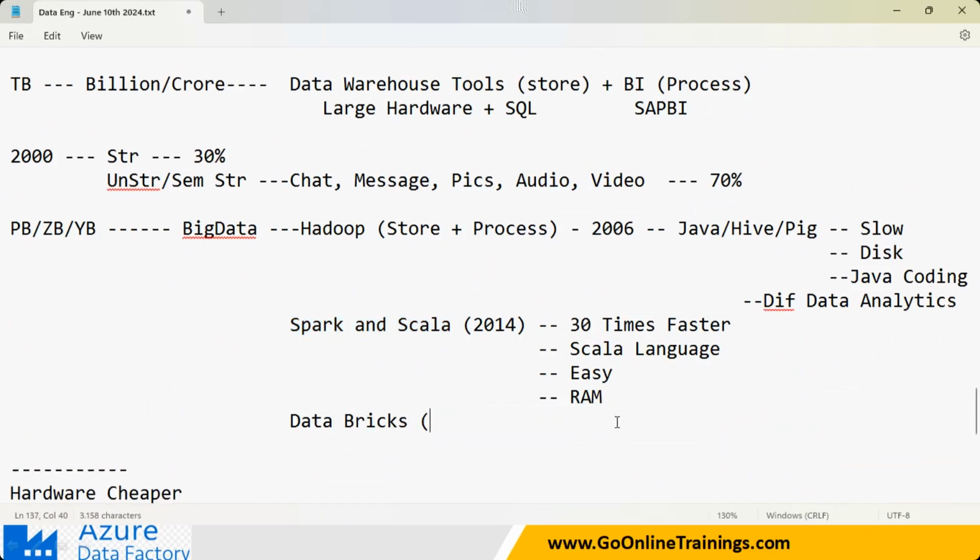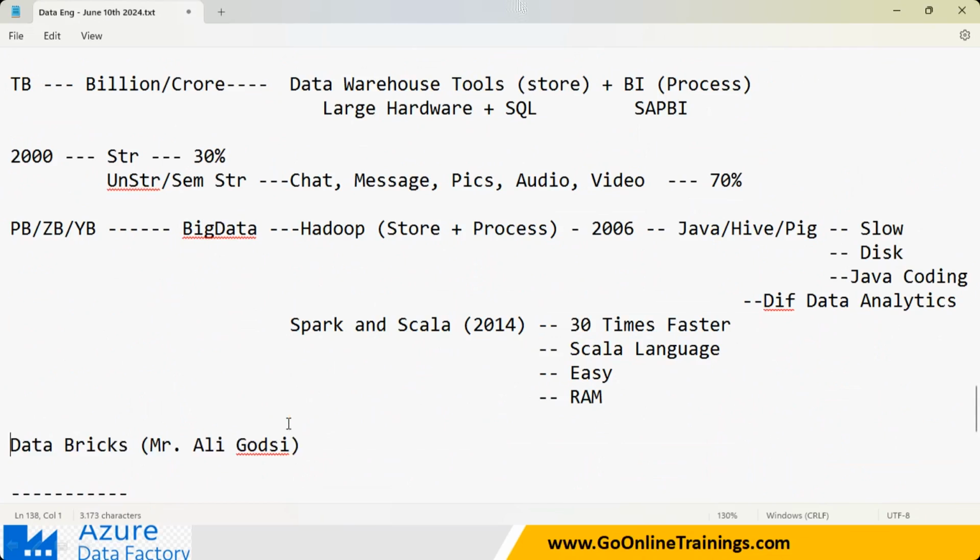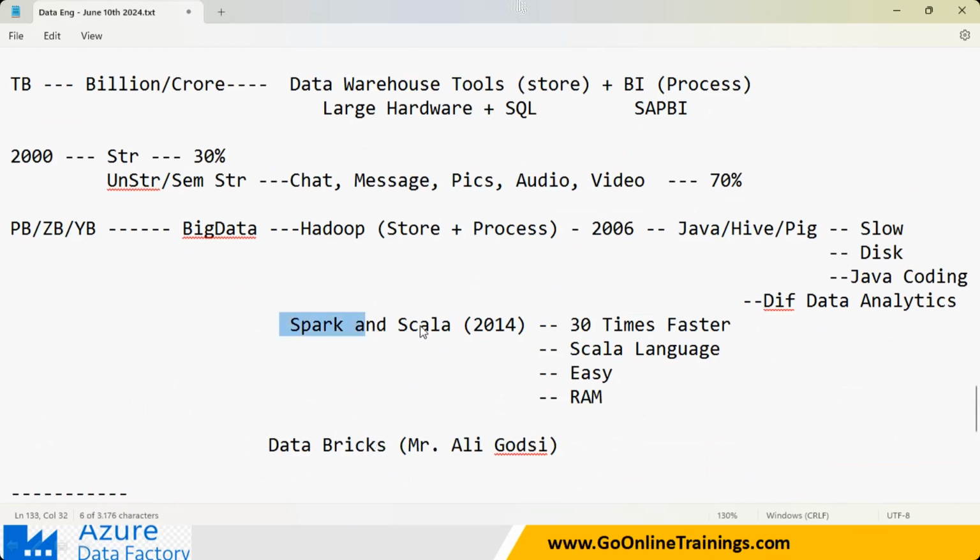This is implemented by Mr. Ali Ghodsi. Ali Ghodsi implemented this. So it can handle a very good amount of data, and they have given a lot of good things for data analytics. End of the day, why are you storing the data? Two things: data analytics and artificial intelligence. With data, only two things can be done. So either you can use Spark and Scala, or you can use Databricks.